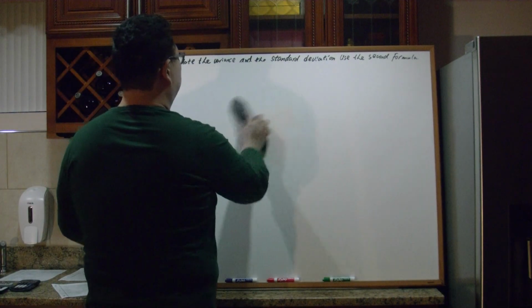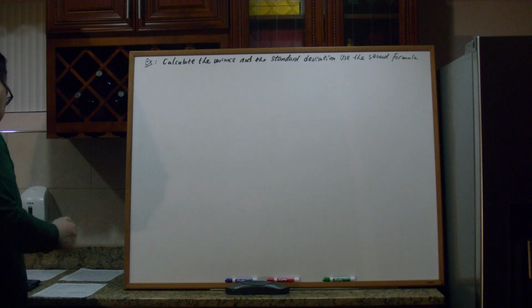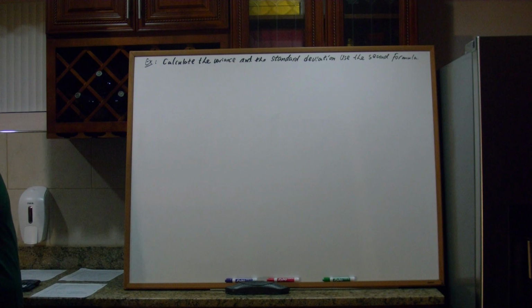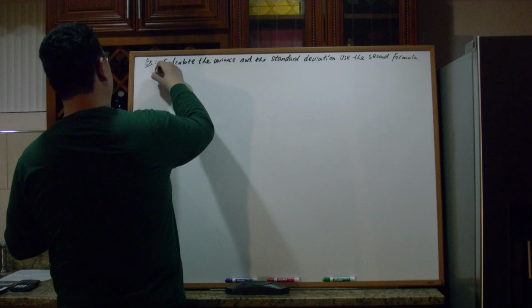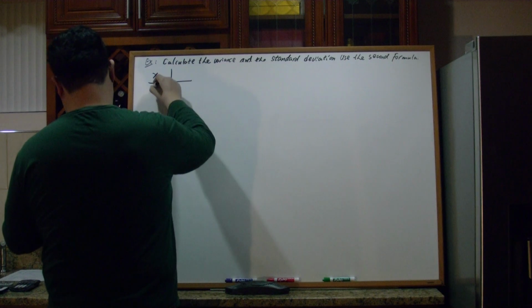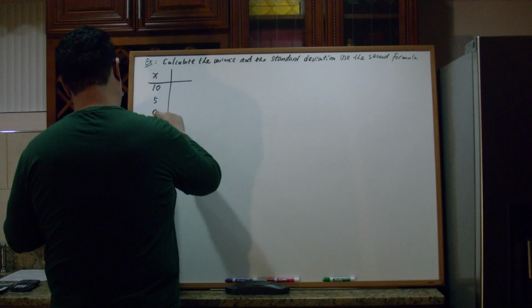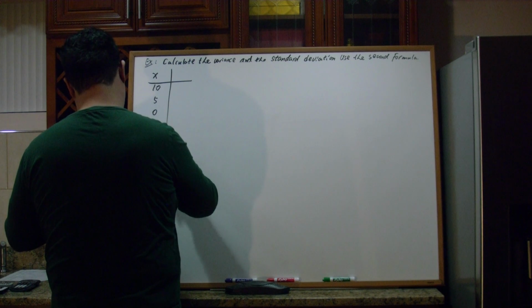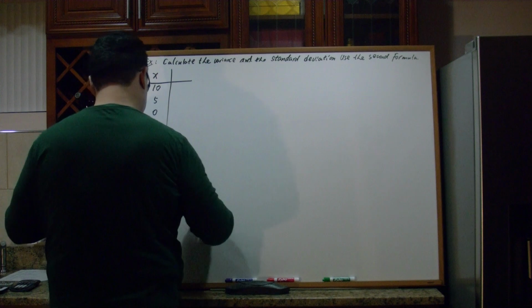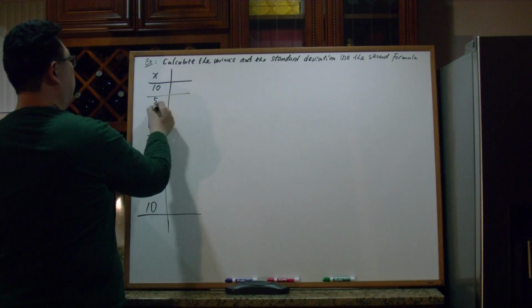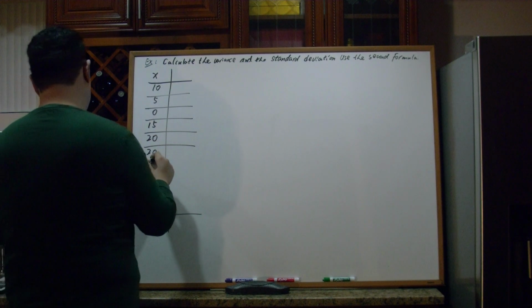But anyhow, for this chapter, for the calculation, we're all going to use the sample formula. So for x being the data 10, 5, 0, 15, 20, 20, 15, 25, 0, and 10, try to find the mean, the variance and the standard deviation.